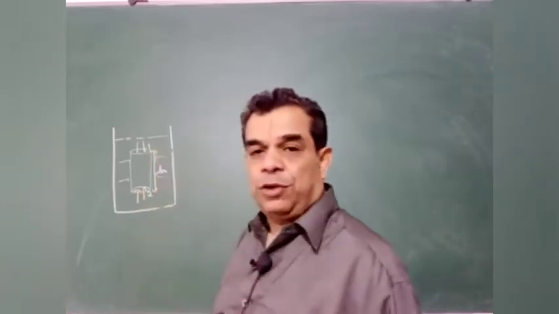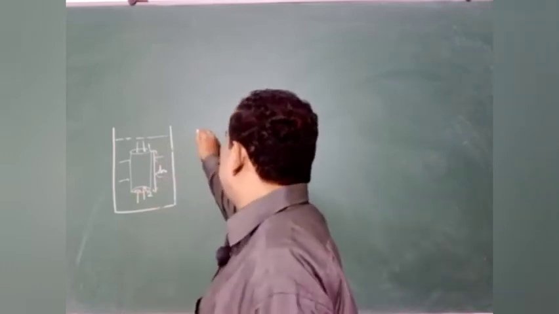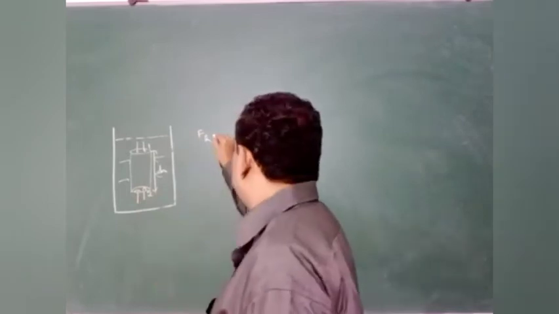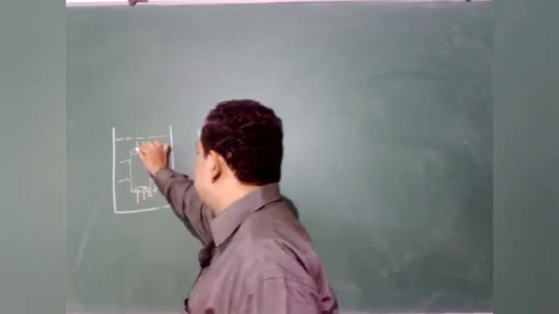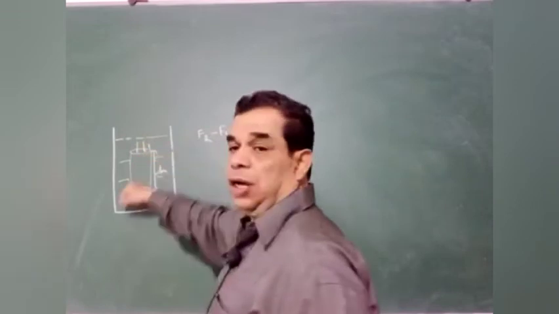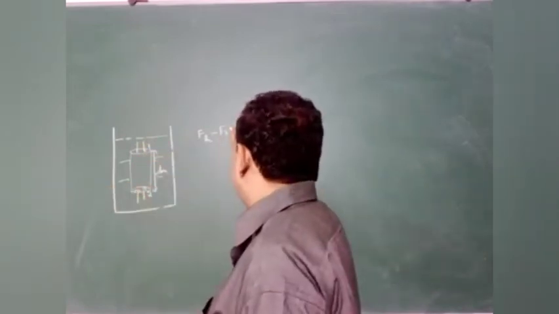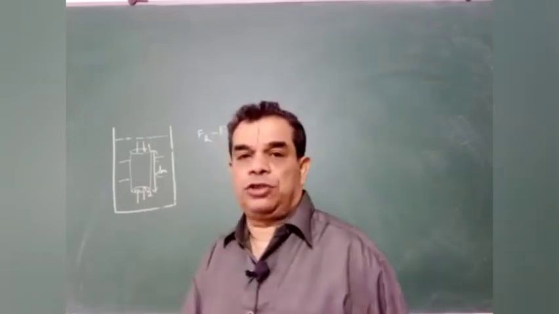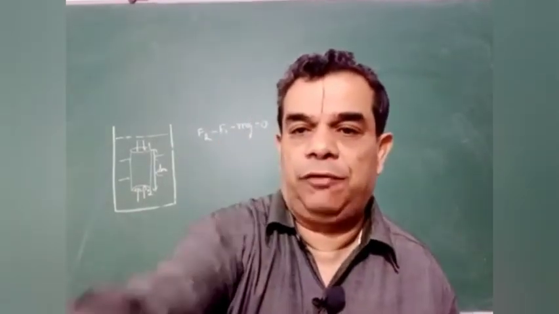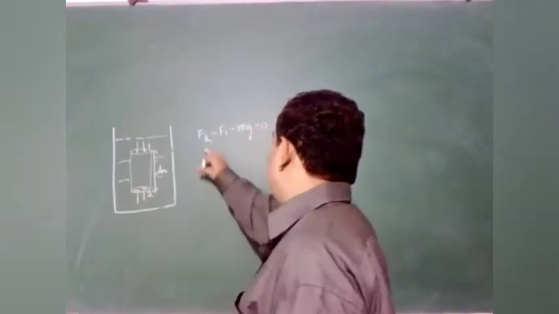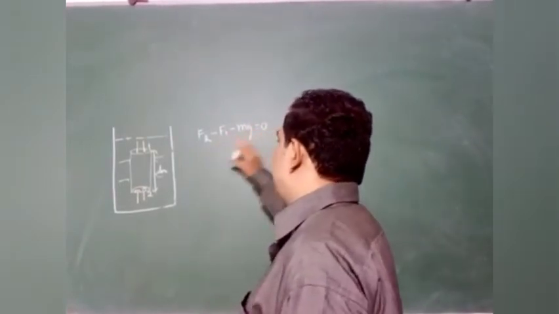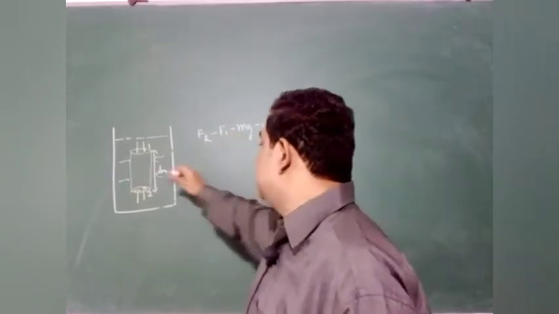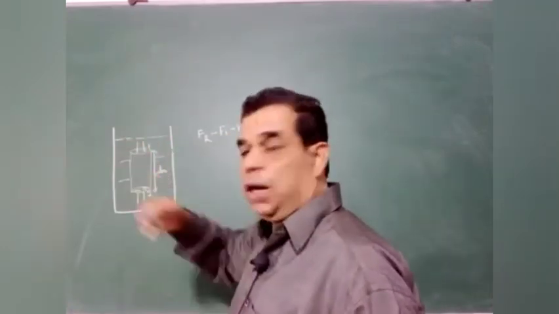So what is the net force acting on it? Say I write F2, the upward force, minus F1, the downward force from the top, and then minus mg equals 0. Net force should be 0. Therefore, F2 minus F1 minus mg is 0. Why is the minus sign there with F1 and mg? They are downward. F2 is upward.